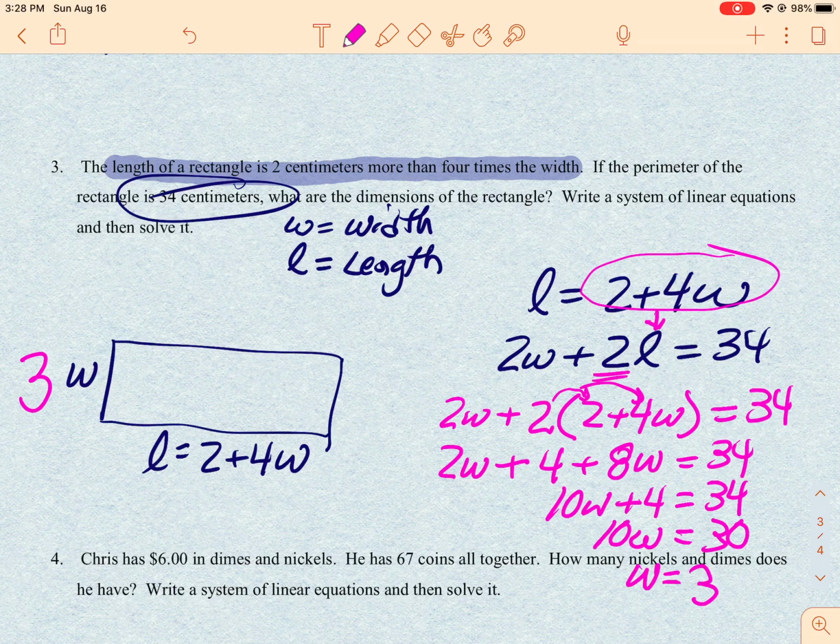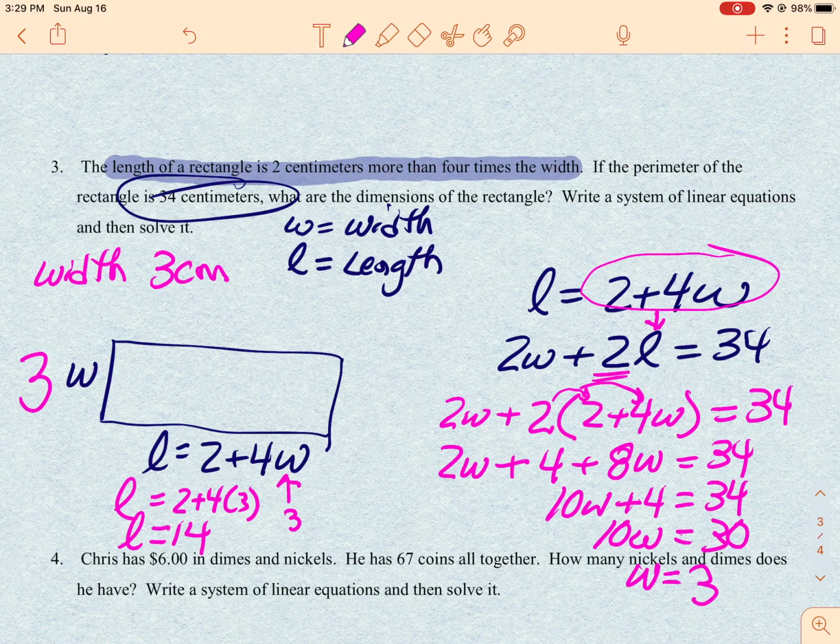This side is 3. Substitute 3 in for our W right there to find what the length is. So it's 2 plus 4 times 3. So 2 plus 12 is 14. So our answer would be width is 3 centimeters and length is 14 centimeters.